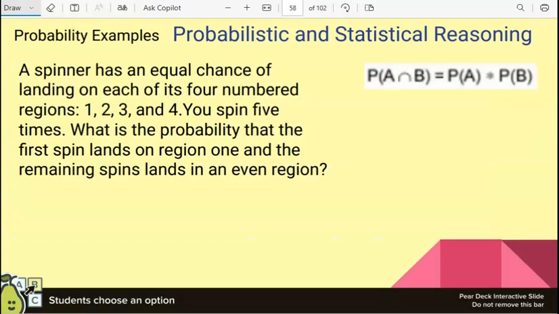Try this one. A spinner has an equal chance of landing on each of its 4 numbered regions, 1, 2, 3, and 4. You spin 5 times. What is the probability that the first spin lands on region 1 and the remaining spins land on an even region? Pause the video and try this one. When you're ready to check, unpause the video.